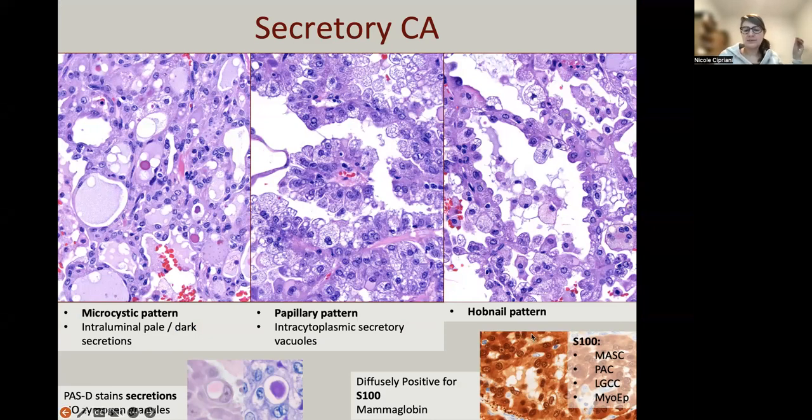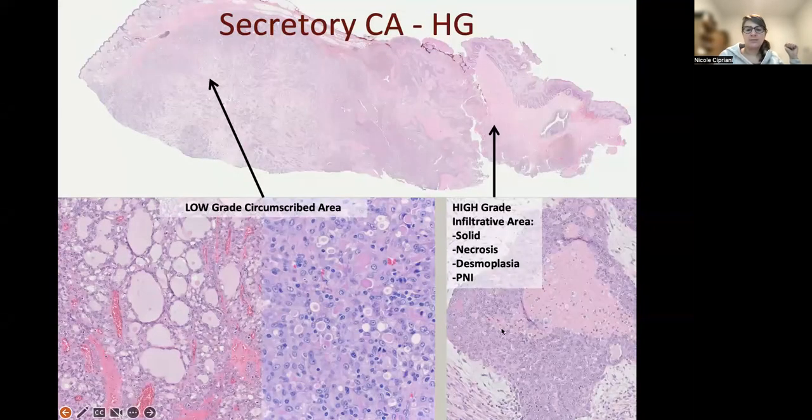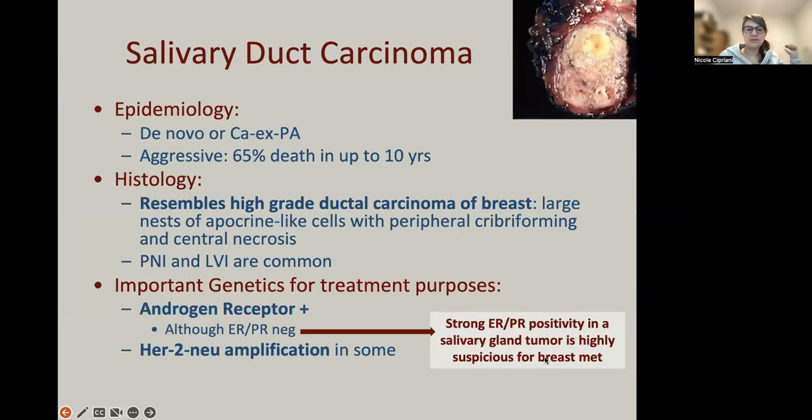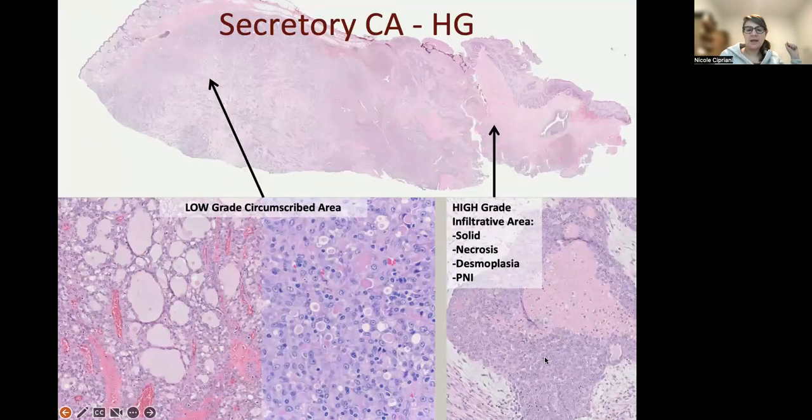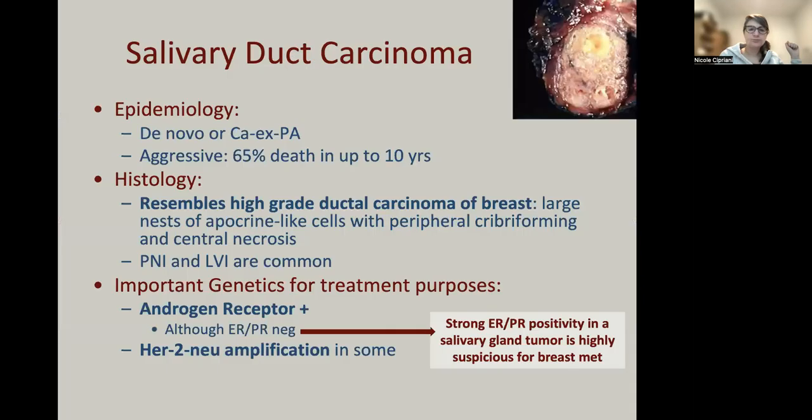It has a characteristic staining pattern, which is S100 as well as mammaglobin. Mammaglobin is generally a breast marker, but it stains this tumor that resembles the breast cancer. It can have high-grade transformation, as I said, and that's all about secretory.